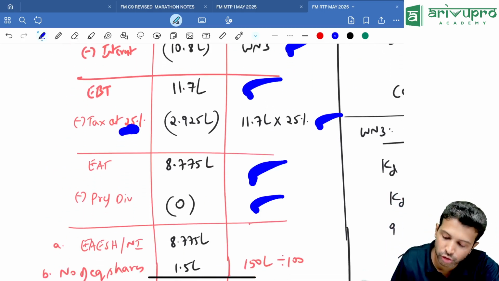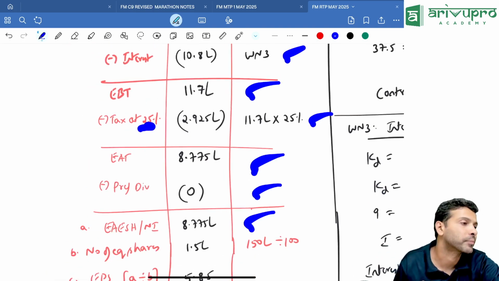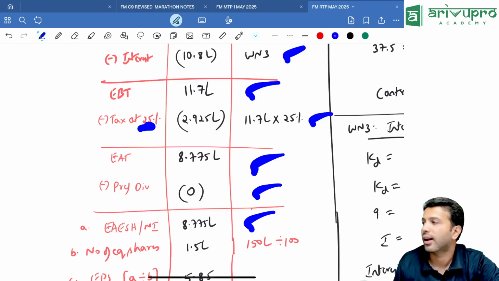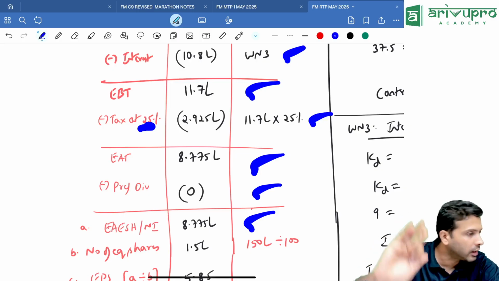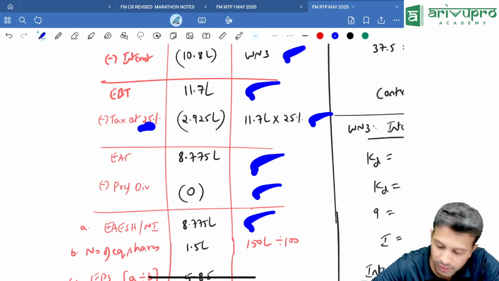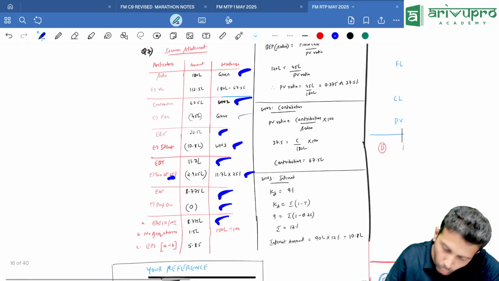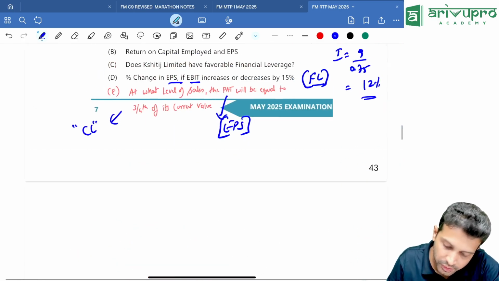We read the question, there is no preference dividend. That means earnings for equity shareholders will be 8.775 lakh. Till here we have got all the numbers. We have read the data and we have got the numbers. Okay, come back to the question, sir. What else have they given?